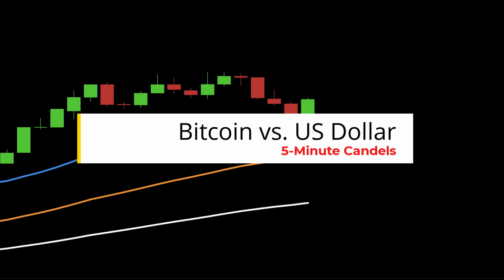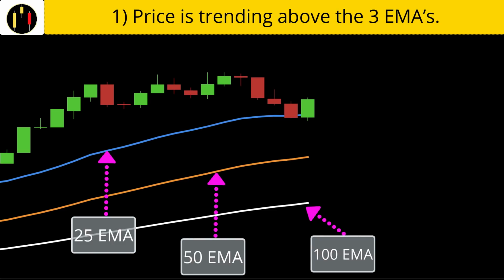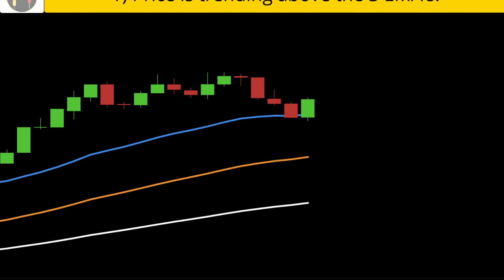The rules to enter a long on pullback to profits are: first, price is trending above the 3 exponential moving averages. Specifically, the 3 EMAs are fanned out in numerical order and not touching price.